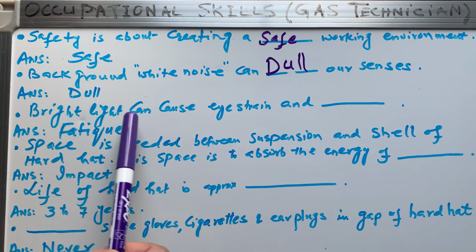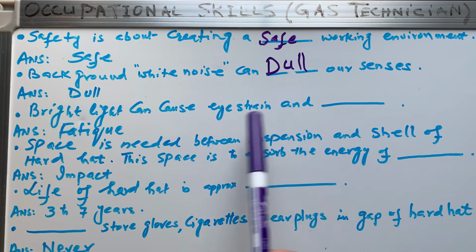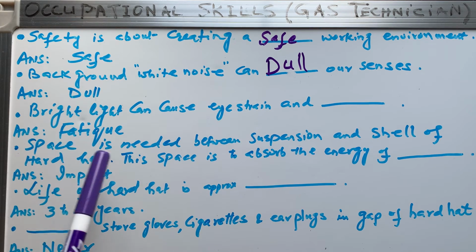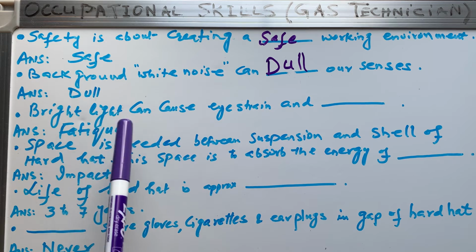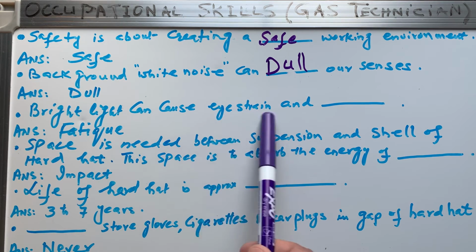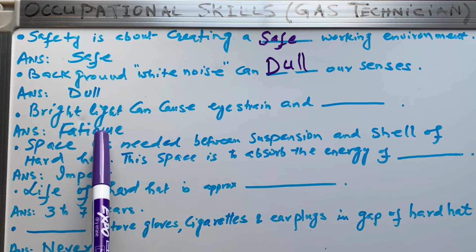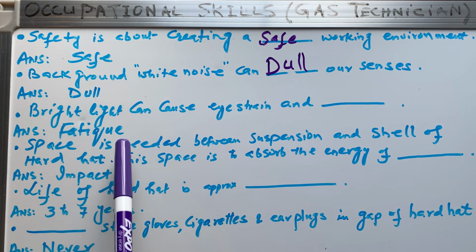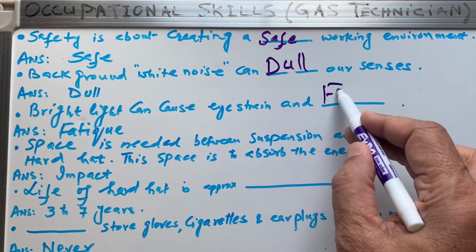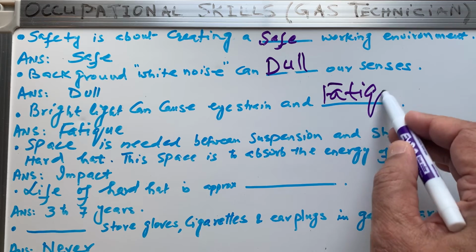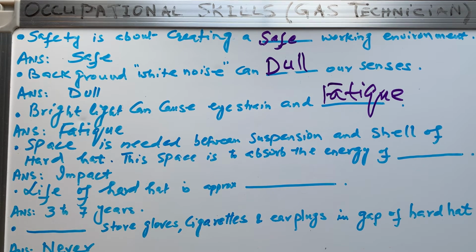If you face bright light, it can cause eye strain and fatigue. If there is too much bright light going into your eyes, what is happening? Your eyes will be under stress, and fatigue, and you will feel uncomfortable. So the correct answer is fatigue, right? So the next question is, space is needed between suspension and shell of the hard hat.